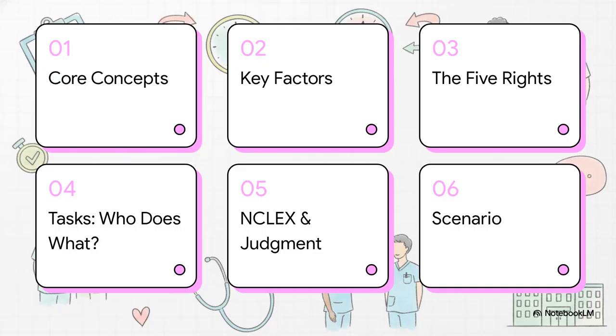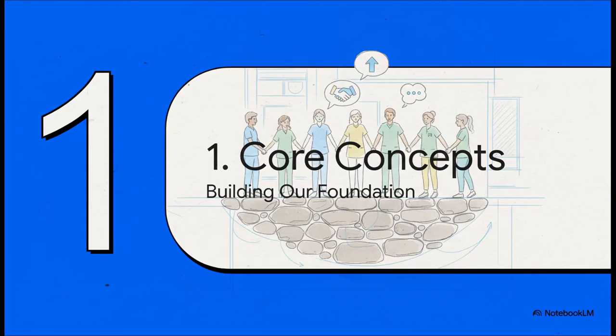So here's how we're going to break it all down. First, we'll build our foundation with the core concepts. Then, we'll walk through the critical thinking you need to do before you delegate. After that, we'll hit the holy grail, the 5 rights playbook. From there, we'll look at who does what, and then we're going to put it all to the test with some NCLEX questions and a real-world scenario. Sound good? Let's go.